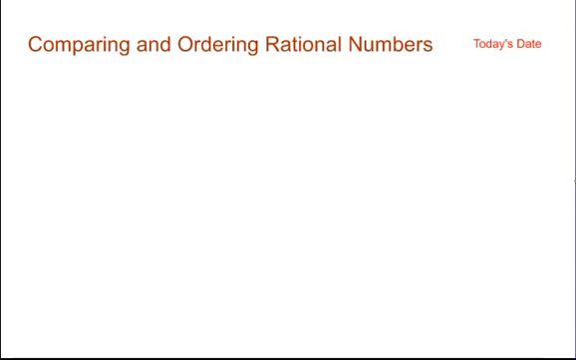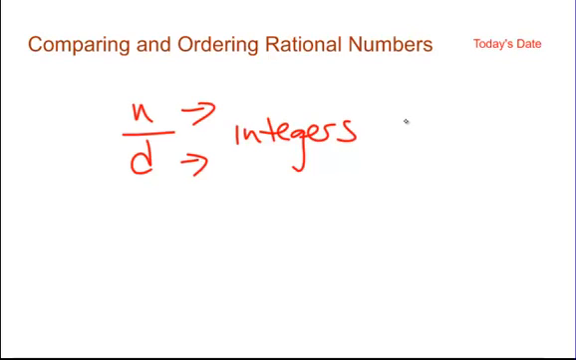Today we're going to talk about comparing and ordering rational numbers. Now, yesterday we talked about what a rational number is. Remember, it's n over d, where the top and bottom are integers. And the bottom, d, can't be 0. Also, decimals that either terminate or repeat, like 3.25 or 1.3 repeating.